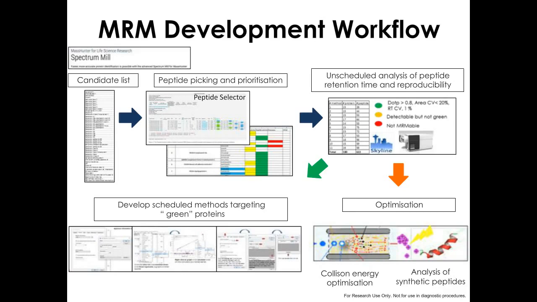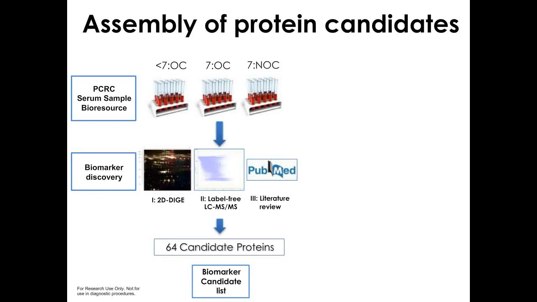Initially, we begin an unscheduled analysis of the peptide to identify its retention time and the reproducibility of our methods. And then once we know the retention time of the peptide, we can target the mass spectrometer, or program the mass spectrometer, to just look for the peptide that we're interested in during a specific time window, and we call that a scheduled method. Then, having a scheduled method to a peptide of interest, we can optimize the method by optimizing the collision energy, and doing that through the analysis of synthetic peptides. So there are a whole series of steps that we can go through to optimize this workflow.